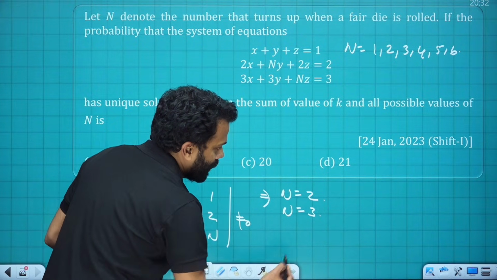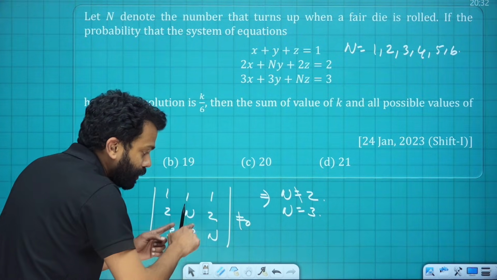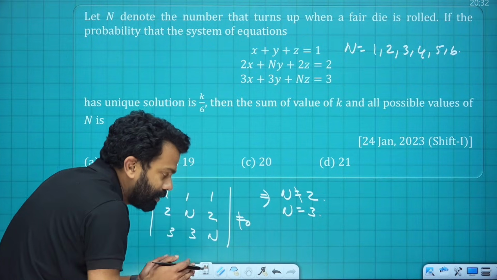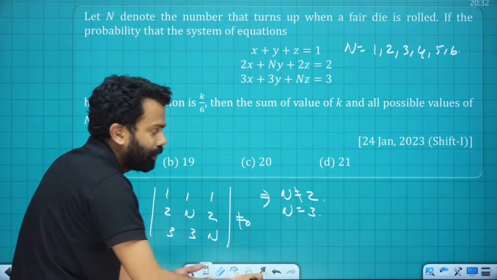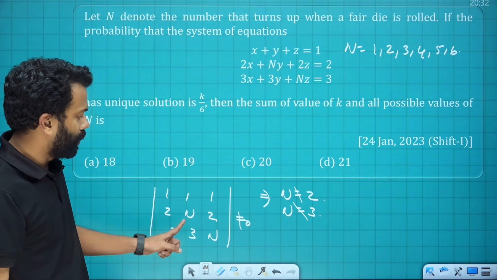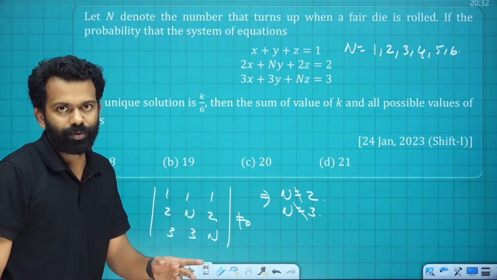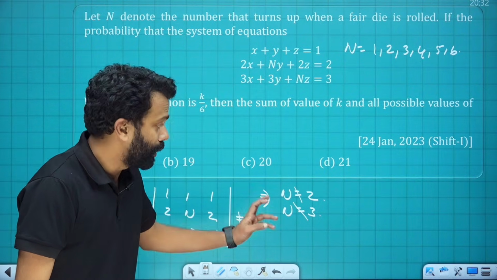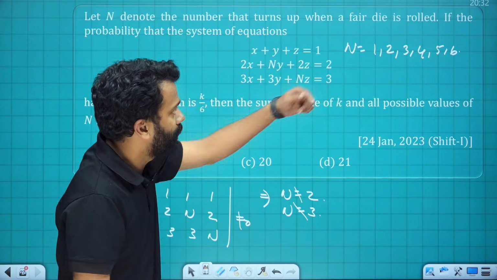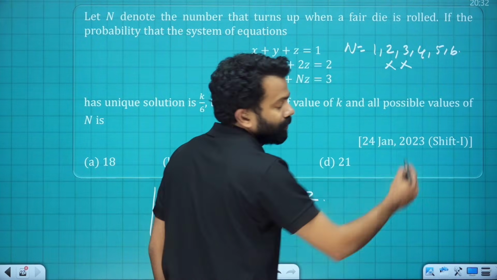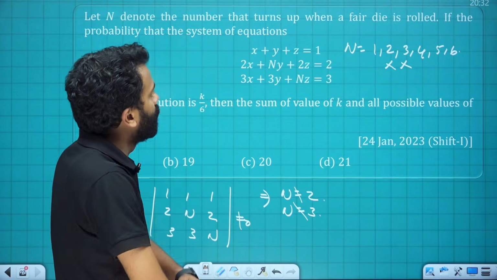So there are two values. If n is equal to 2, then the determinant becomes 0. There is one more value which is 3. If n is equal to 3, then the first column and third column will be the same, so the determinant becomes 0. Therefore, n cannot be equal to 3. I hope it's clear. So from these 6 values, n cannot take 2 and 3.